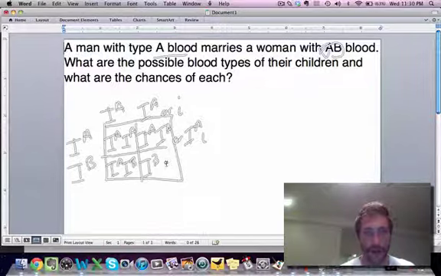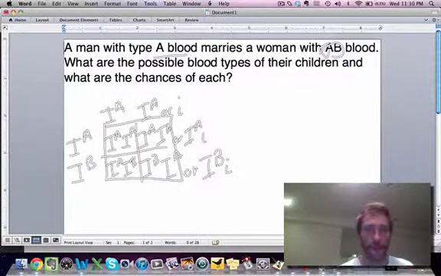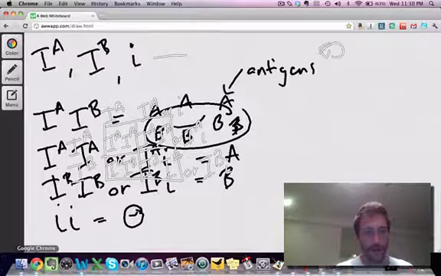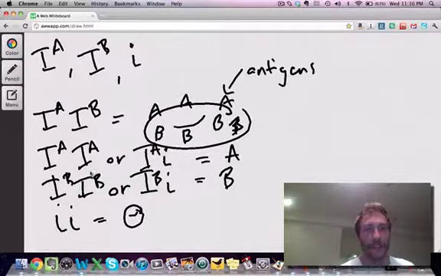Here's where it matters. We could either be AB again, or type B. So it depends on if this person is homozygous or heterozygous. So maybe that's not the best question, but anyway, it gets you thinking about the possibilities. So let's real quick look back at these different genotypes.